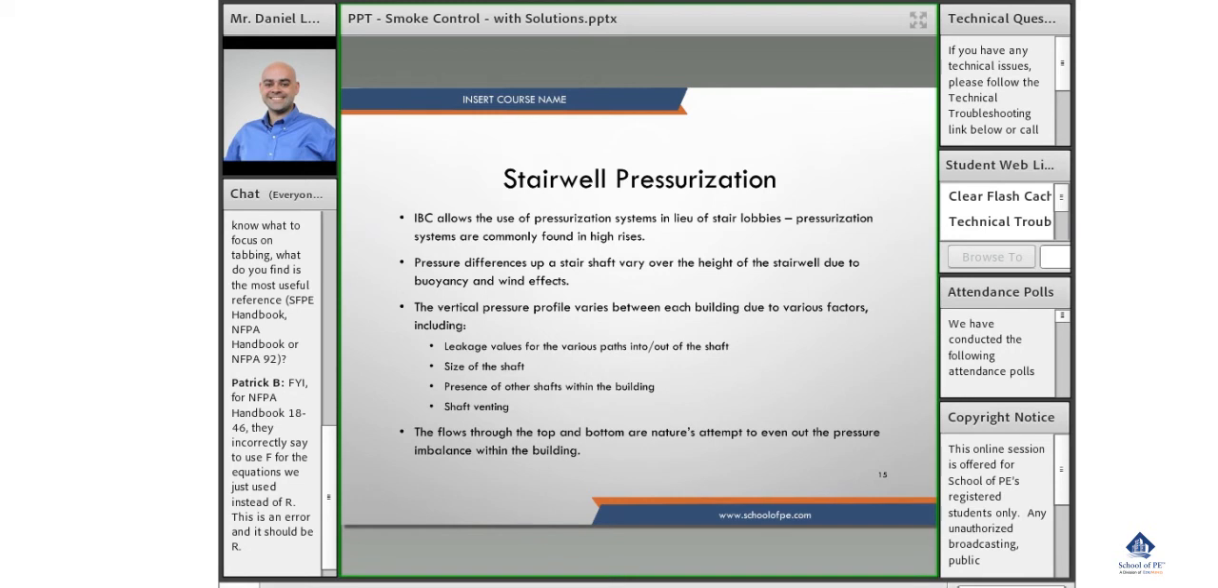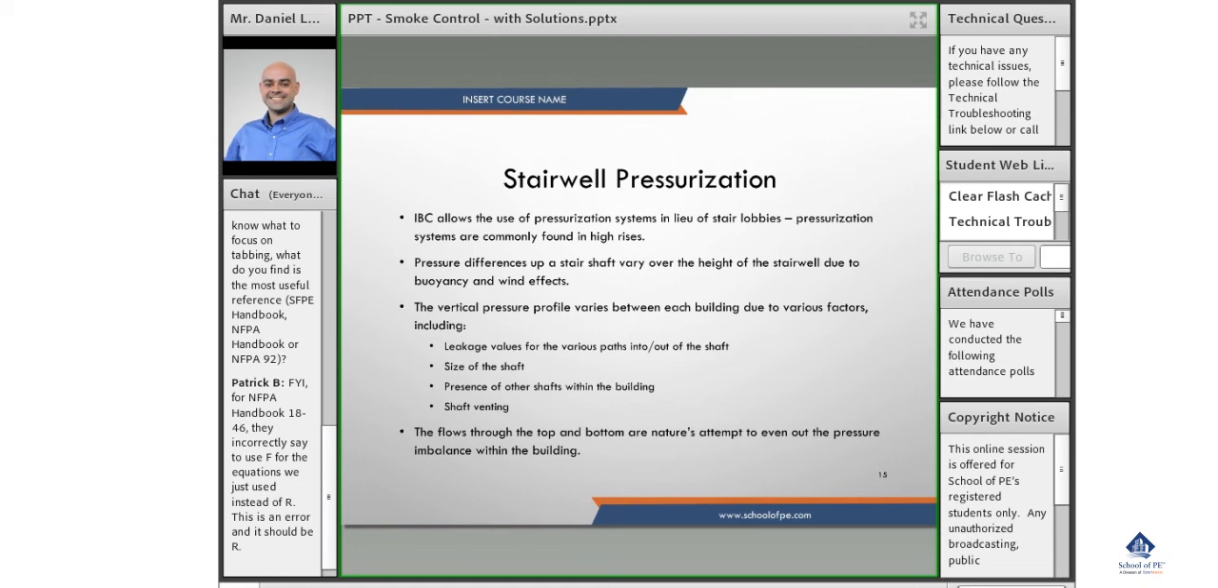So, stair pressurization. We talked about general pressurization, we've talked about stack effect. It all leads to stair pressurization. This is our real, almost first type of smoke control system. Stair pressurization takes that element and buoyancy. It is recognized by the International Building Code for you to use pressurization in lieu of stair lobbies or elevator lobbies. They're usually found a lot in high rises, these pressurization systems.